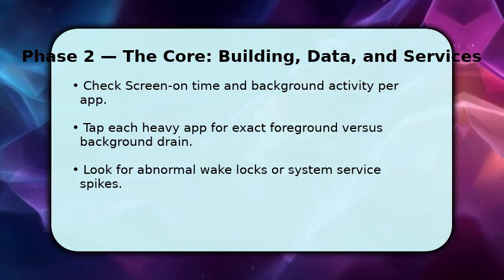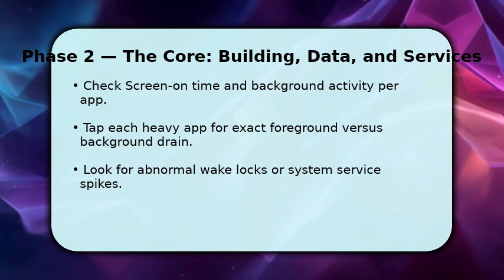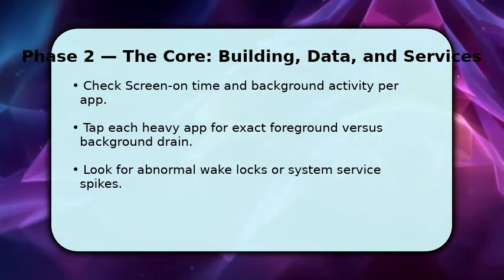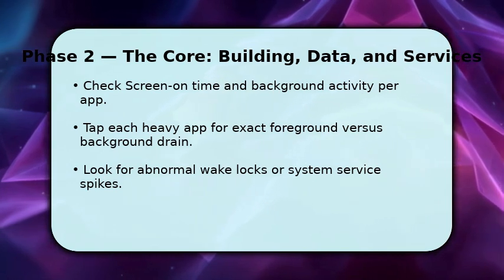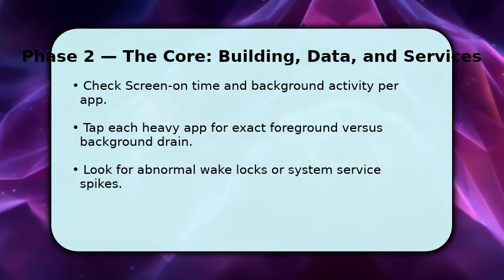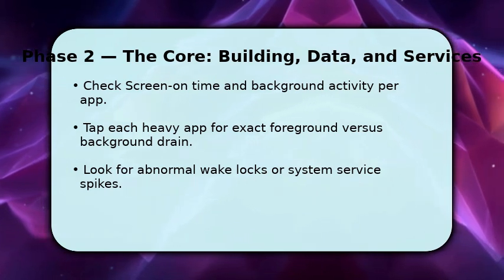Once you identify a top consumer, tap it and read the per app breakdown. Foreground versus background matters. Make sure to note any system service spikes. They point to misbehaving apps or sync loops. If an app shows continuous wake locks, that's your prime suspect to address next.